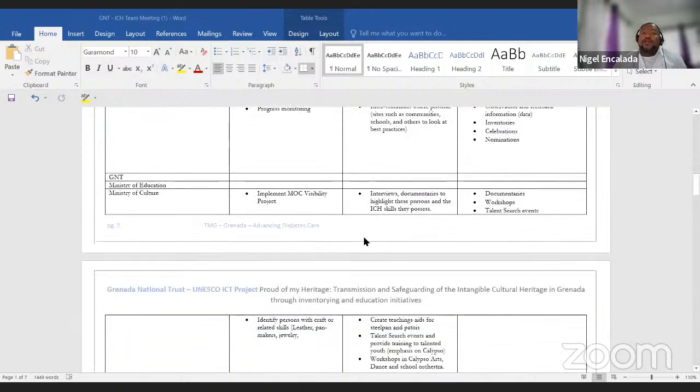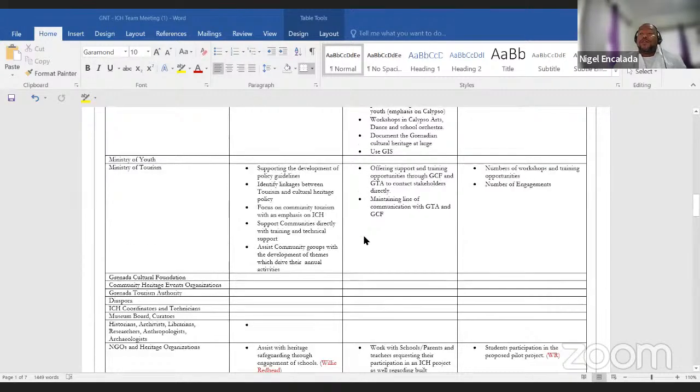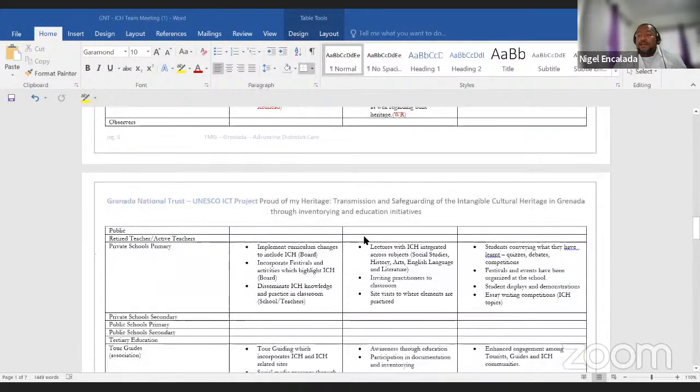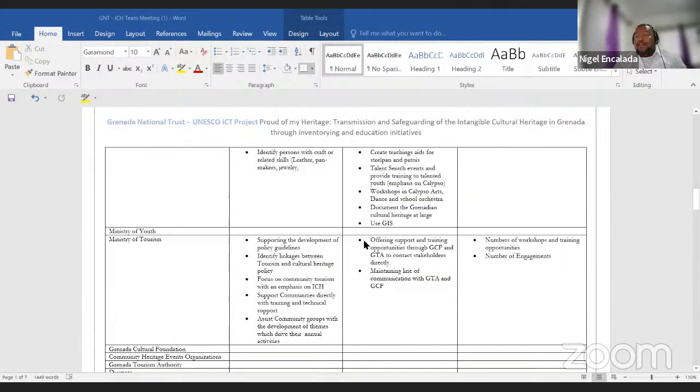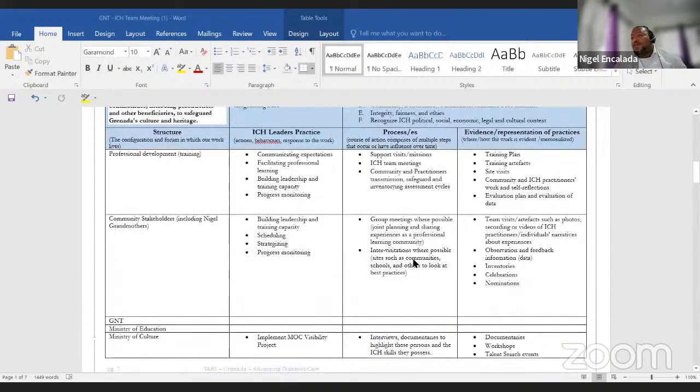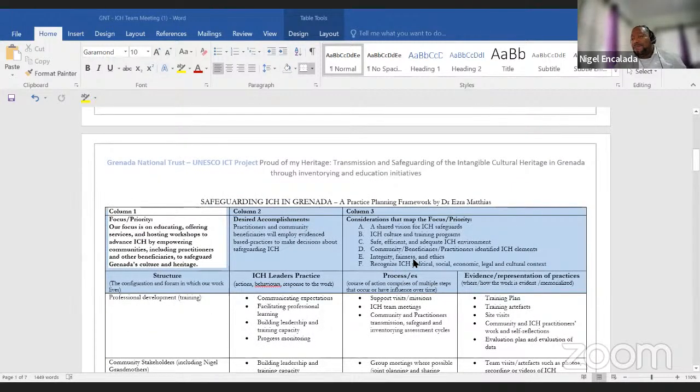But I want to also congratulate the stakeholders for very quickly identifying the practice, the process, and the evidence, all of which will contribute and will continue to contribute to the safeguarding of ICH in Grenada. So congratulations on that. So I have saved this document now, and I will stop sharing, and I will send it back to Ezra and the team, and they will follow up on its completion.